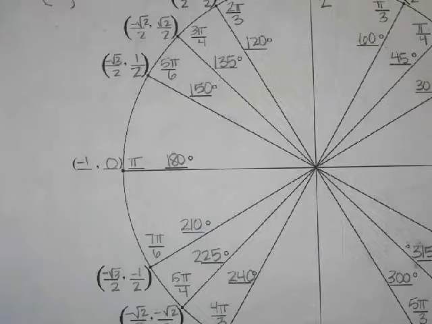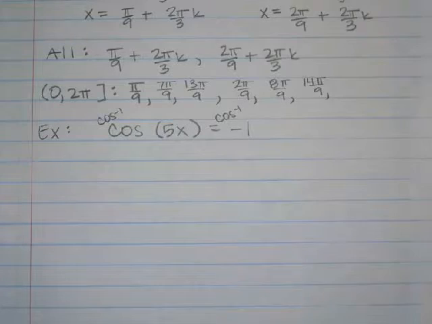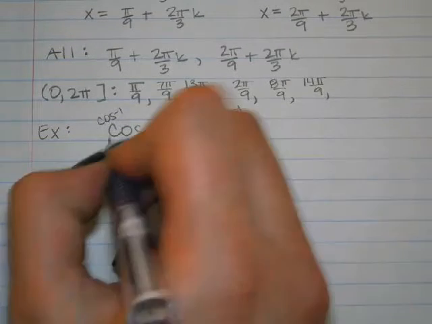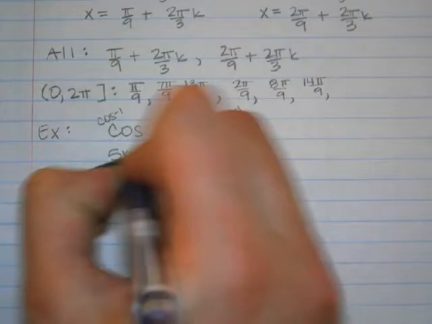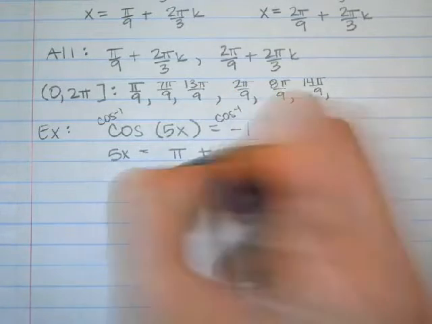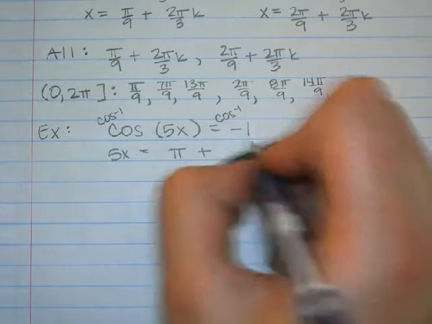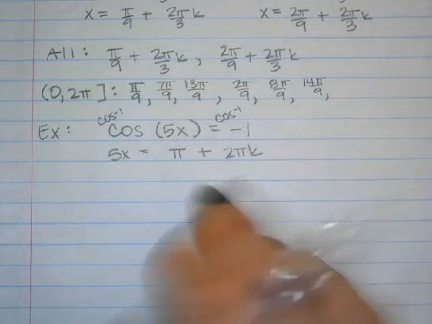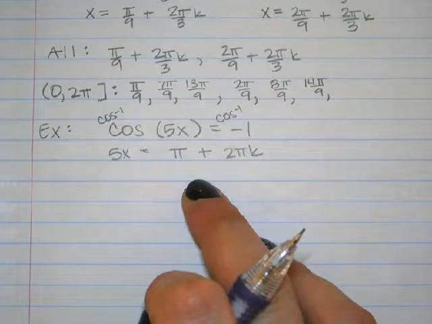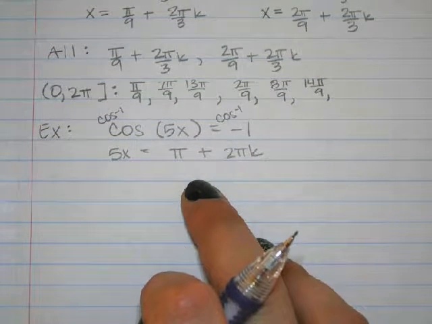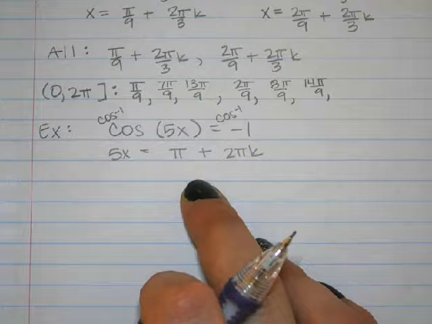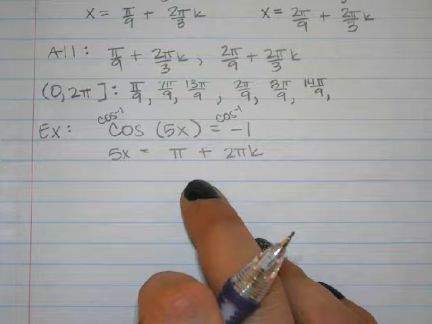Pi. Anywhere else? No. So are we actually going to have 10 answers? No, we're not. So 5x equals pi plus 2 pi k. This problem is not going to have as many answers as we expected because -1 only happens on the unit circle as an x coordinate 1 time. It doesn't happen twice. Does that make sense?